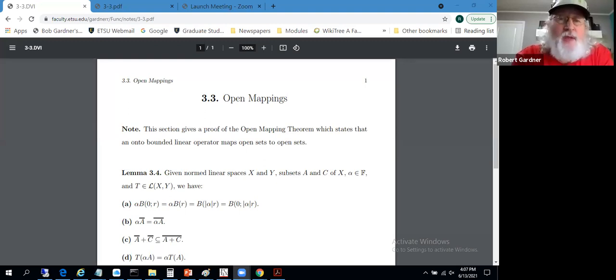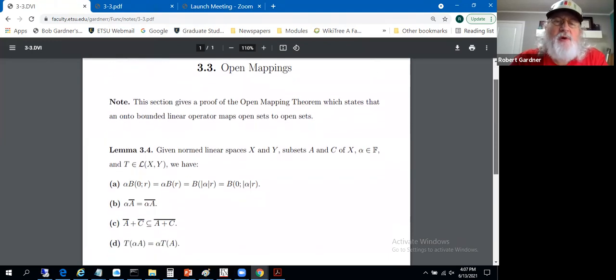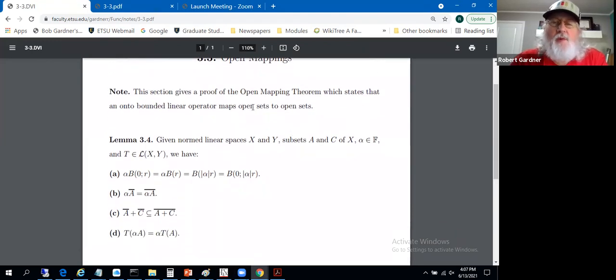Now we're going to go through the open mapping theorem. Section 3.3, the title is open mappings, but it's all about the open mapping theorem. There's only one result in this section, but it's going to take us a while to get through that one result. We'll give a proof of the open mapping theorem, which states that onto, or surjective, bounded linear operators map open sets to open sets.